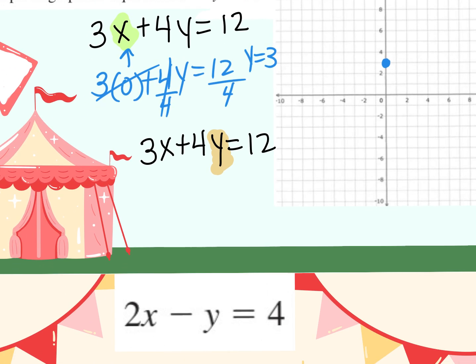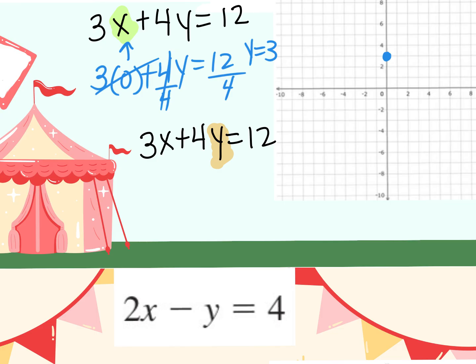Now I'm going to go back, and this time I'm going to plug in a 0 for y to solve for the x-intercept. We're plugging in these zeros because we know that the x-intercept will always have a 0 for y, and the y-intercept will always have a 0 for x. So now I'm doing the same thing, but I'm plugging the 0 into the y spot. So 4 times 0 cancels out. I'm left with 3x equals 12.